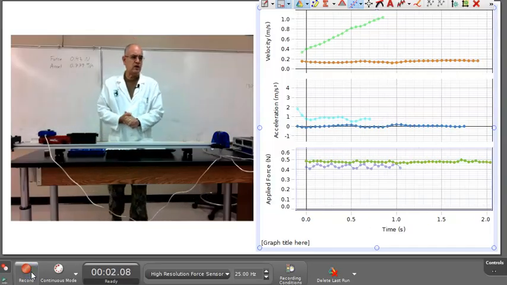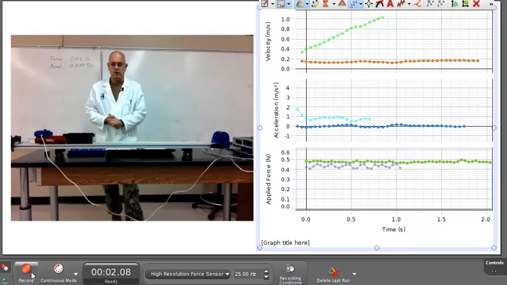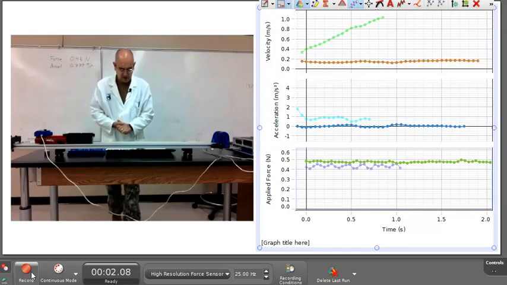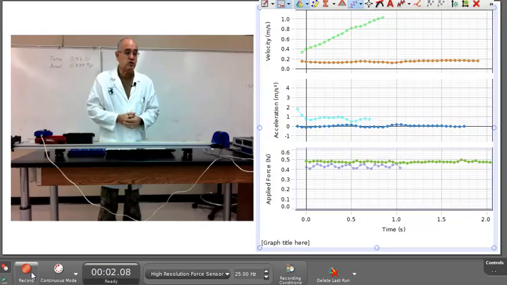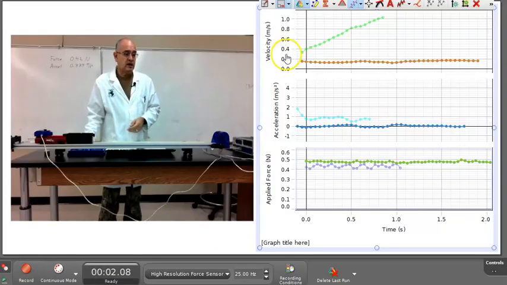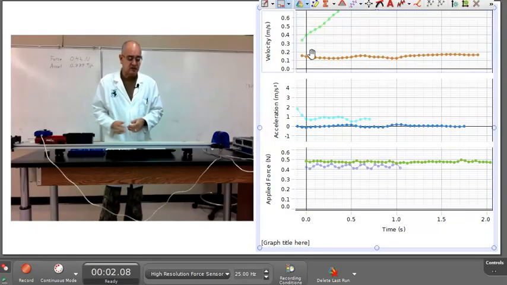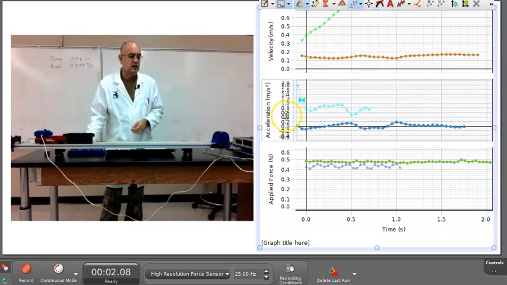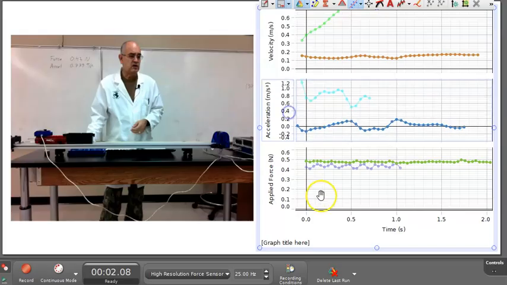Okay, that's good enough for us right now. Take a look at that velocity graph. What does that velocity graph look like? It pretty much looks like a flat line, doesn't it? The velocity graph definitely looks like a constant velocity. The acceleration graph, if I zoom in on that, is very, very close to zero the entire distance.